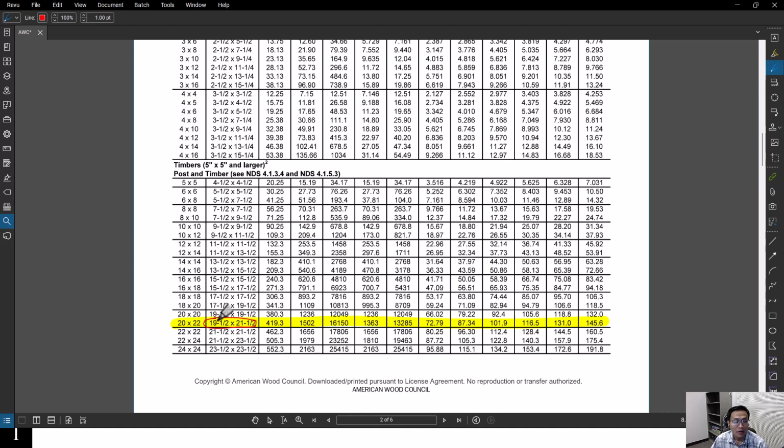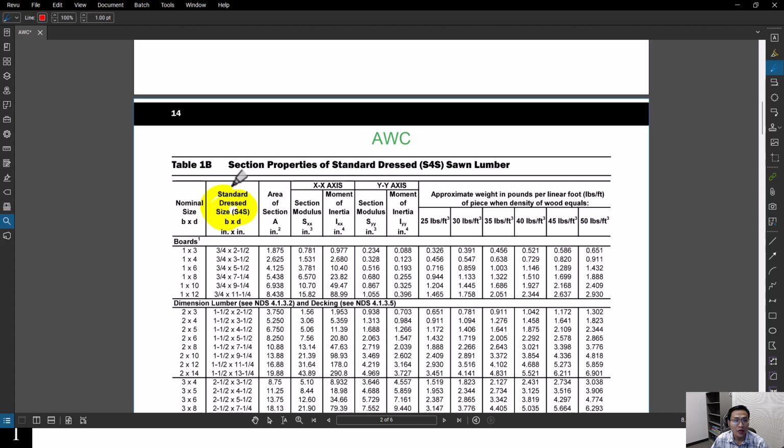19.5 multiplied by 22.5. Keep in mind that the actual dimension will never be more than a half inch short of the nominal dimension. Sometimes you have a quarter inch rather than a half inch. So keep in mind that you need to use the AWC to check for the actual dimension.